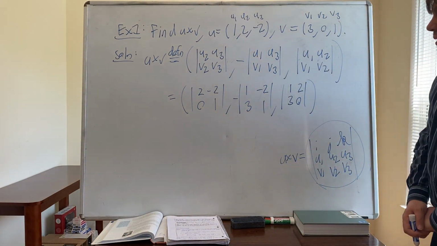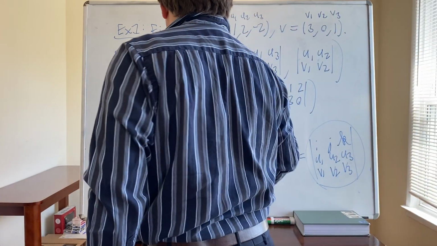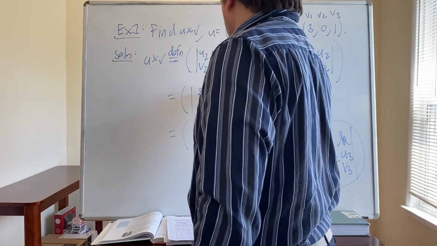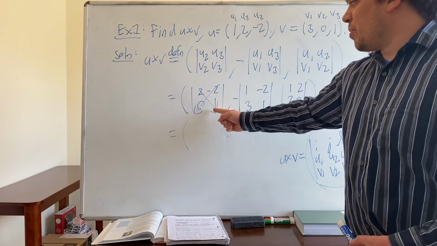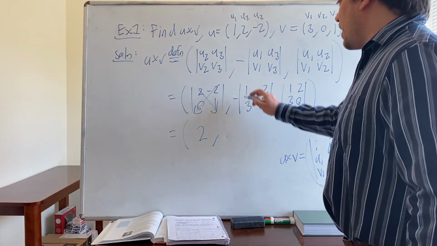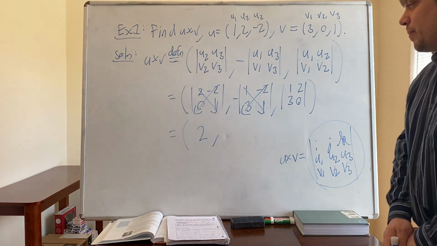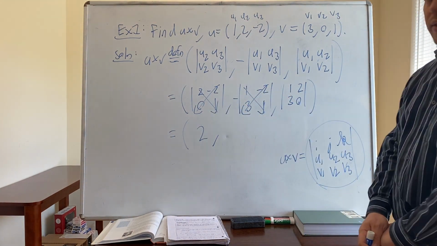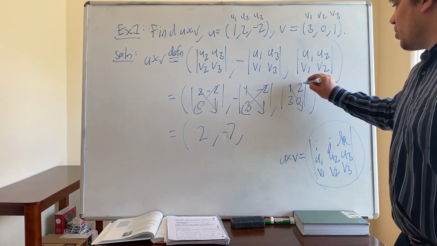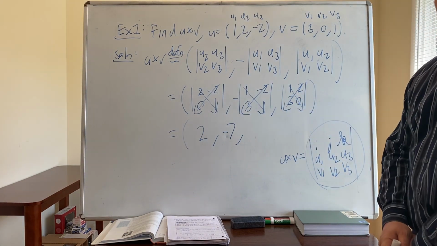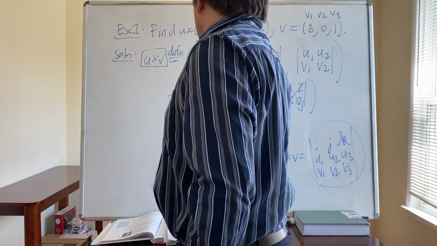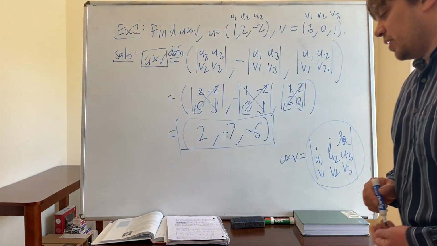Okay. And so now the determinants of these matrices are the components of this vector. You just do that to find the determinant. 2 times 1 minus negative 2 times 0, and you get 2 here. The next component is the negative of this times this minus that times that, so it's 1 minus negative 6, which is 7. Negative that is negative 7. The last one is 1 times 0 minus 2 times 3, that's 0 minus 6, which is negative 6. And so u cross v is equal to 2, negative 7, negative 6.